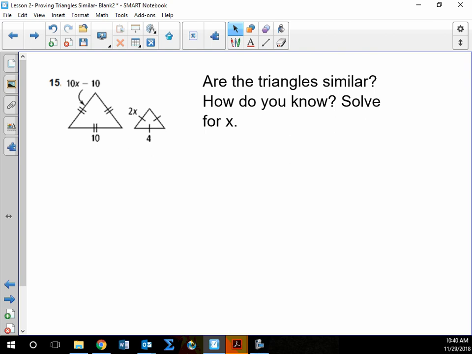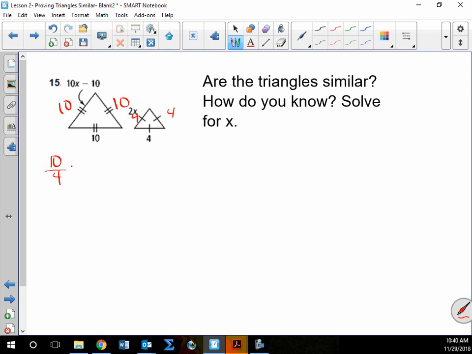So let's talk about this. What do we know about these triangles? They're equilateral. So that means that this side would be 10, this side would be 10, this side is 4, and this side is 4. So if I set up my ratios, that simplifies down to 5 to 2. Well, isn't that the same ratio for every single set of sides? Okay, so we could say yes, by side, side, side similarity. Okay, now, how do I know angle, angle?